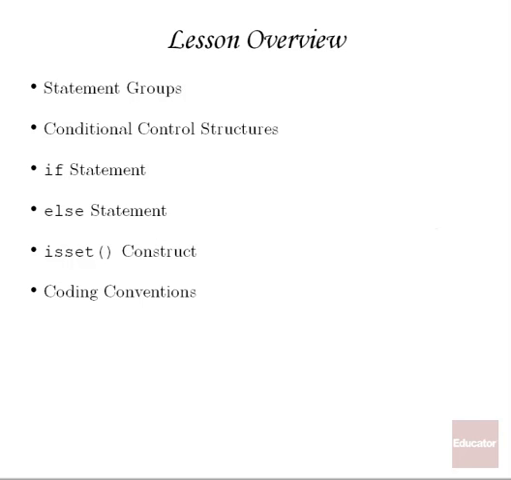In particular, we're going to first talk about what's known as statement groups. This is basically just, as the name implies, grouping a bunch of statements together, and they sort of get treated or evaluated as one. We're going to talk about obviously the topic of the lesson, conditional control structures, and in particular the two control structures known as the if statement and the else statement. We're also going to cover a language construct called isset. And then we're going to go over coding conventions as they apply to if and else statements.